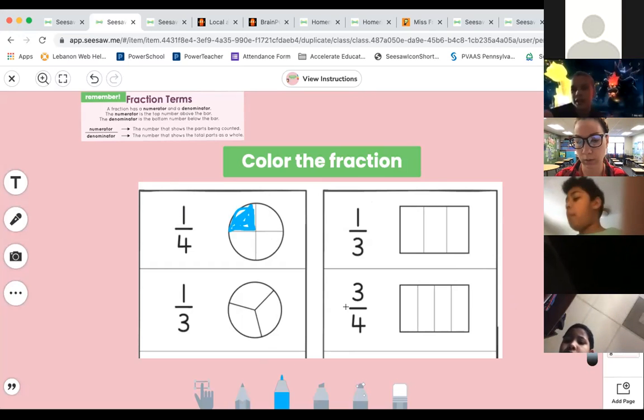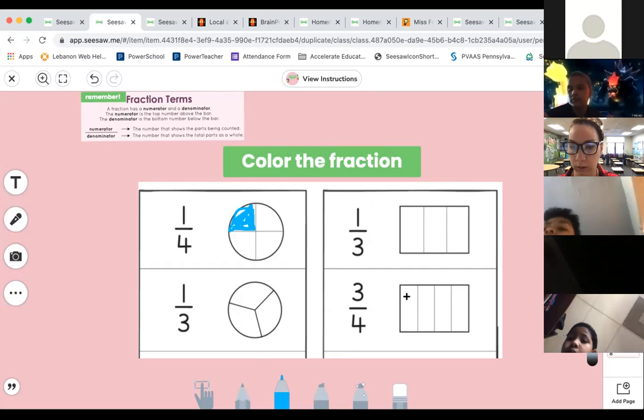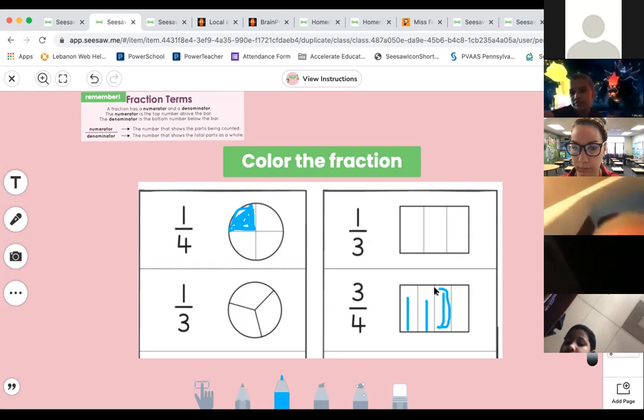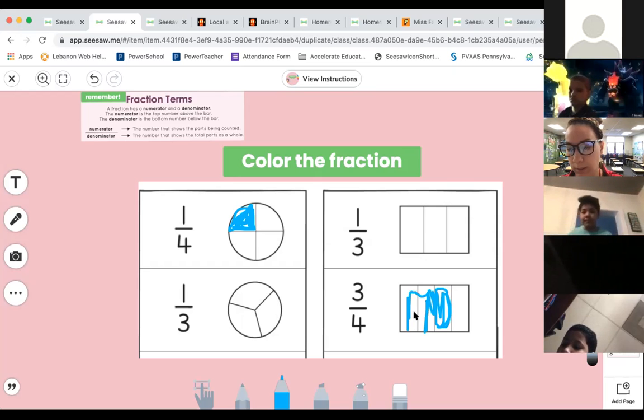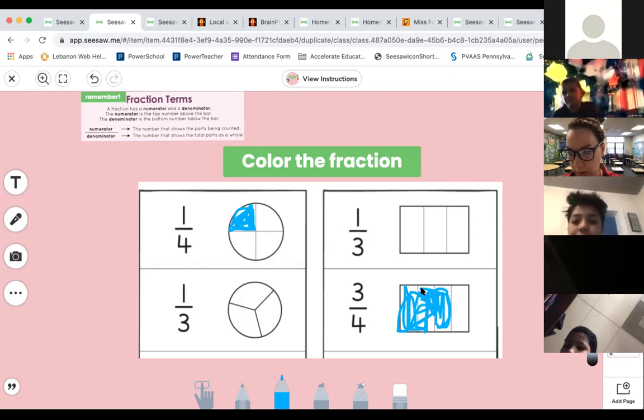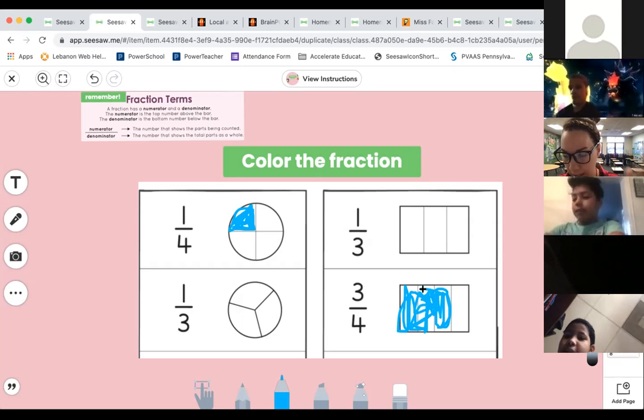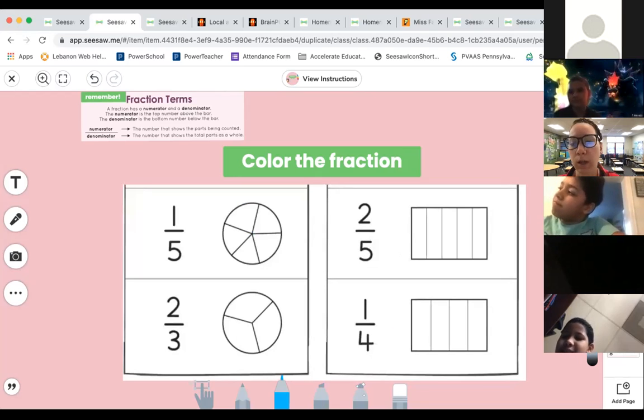It says color 3/4. How many am I going to color? 3. Yep, and that's okay. And now I'm expecting your guys' coloring to be much, much better than this. Okay, much better. This is your lesson of the day. Please take your time. The next one is also color fractions.